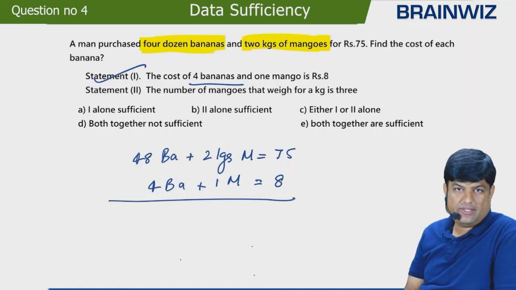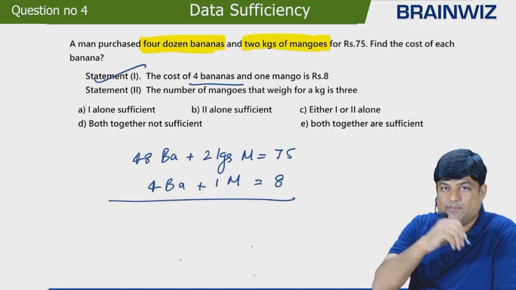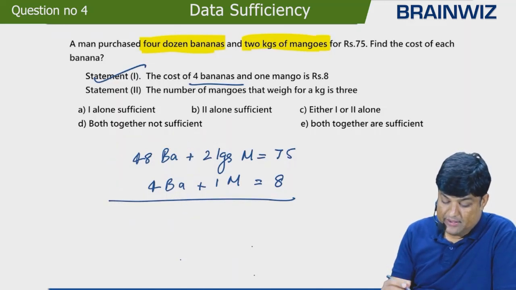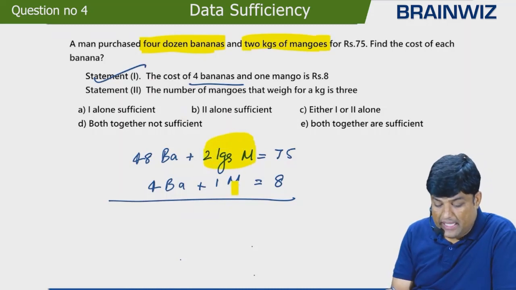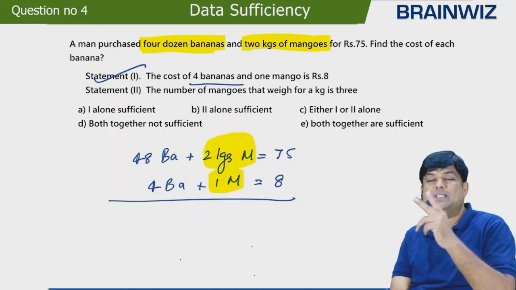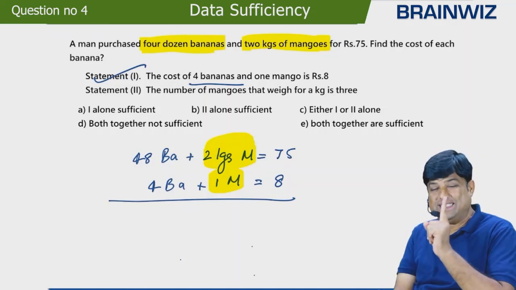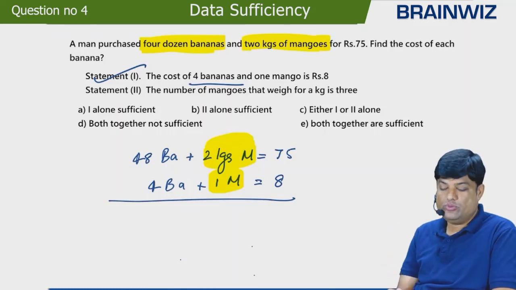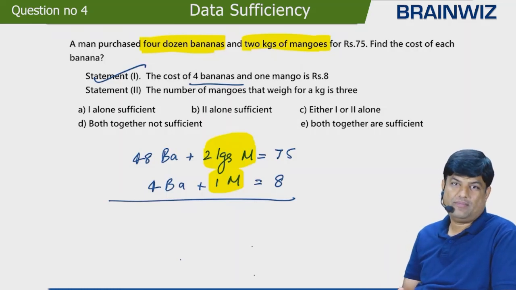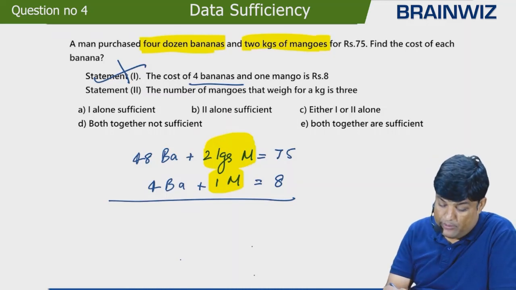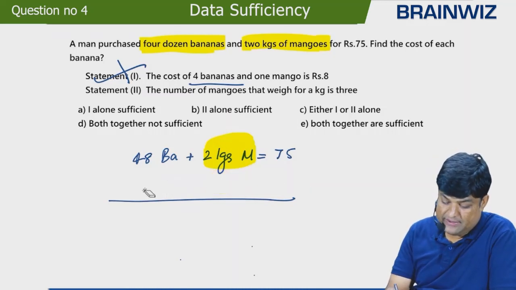So don't be in a hurry, students. Try to understand that. Here there is a small twist in the question. Bananas you think that you can cancel. But here he gave you 2 kg of mangoes and here 1 mango. See, the variables are different. In the first equation he gave you 2 kgs of mangoes. And in the second one he gave you 1 single mango. So we cannot cancel these two. Here we don't know, the kgs and mangoes are different. So statement 1 is not sufficient. So I'm not able to answer with statement 1, so I'm removing the statement 1 data.